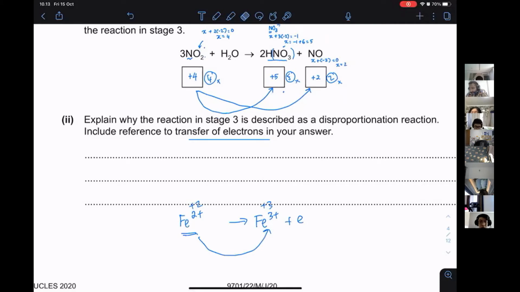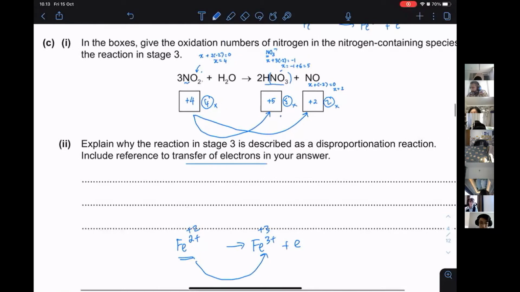So using the same concept, let's see here. Maybe Giuliano can help. +4 to become +5 over here, Giuliano, is it losing electron or gaining electron? Losing. Okay, so it's losing electron, very important, correct. And then Donna, +4 to become +2, is it going to be losing or gaining? Gaining. Okay, this is gain.